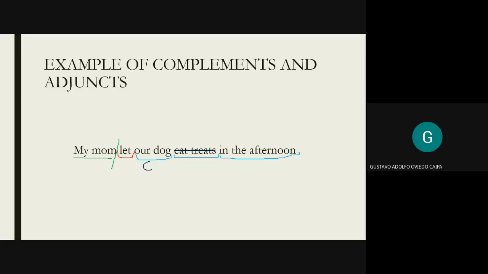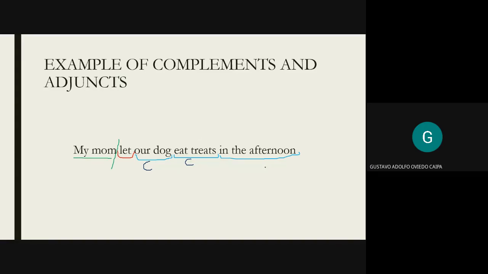Okay, Mariana says no. All right, no. So this would not be a grammatical sentence if we delete "eat treats." That means that "eat treats" in this case is another complement. This one is another complement of the verb.